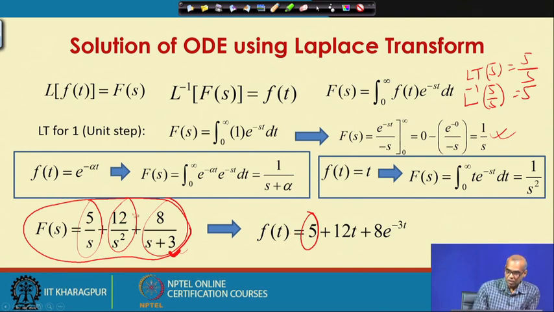Similarly, 1 by s square is the Laplace transformation of t. So, the inverse of 12 by s square will be 12 t, and similarly, the inverse of 1 by s plus alpha is e to the power minus alpha t.